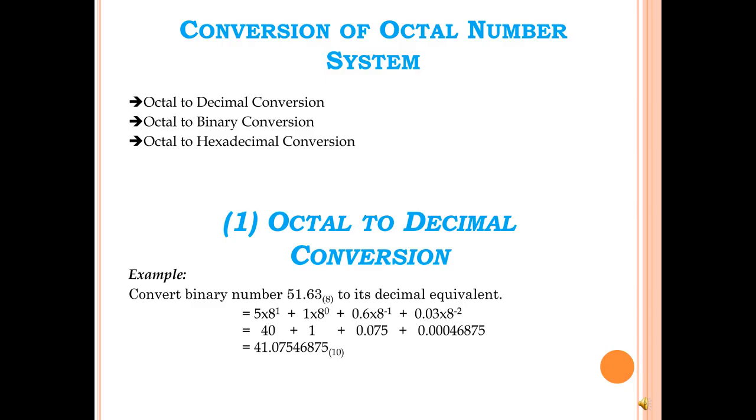This can be written as 5 multiplied 8 to the power 1 plus 1 multiplied 8 to the power 0 plus 0.6 multiplied 8 to the power minus 1 plus 0.03 multiplied 8 to the power minus 2. It comes with the valuation as 40 plus 1 plus 0.075 plus 0.00046875. So the final valuation is 41.07546875 base 10.